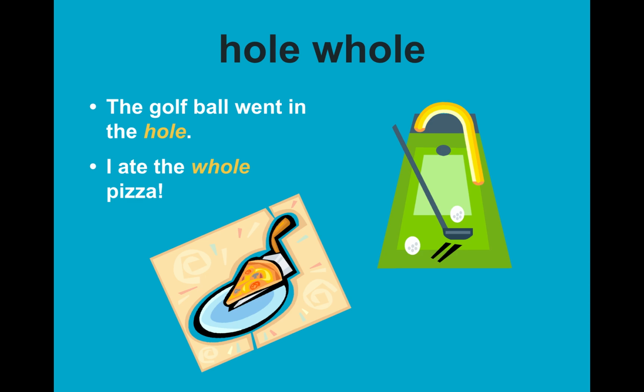Hole and whole. The golf ball went in the hole, meaning a place in the ground, like one that's been dug up. I ate the whole pizza, referring to an entire pizza, all of it. Different spelling, different meaning, they sound the same. You have to know exactly which one to use.